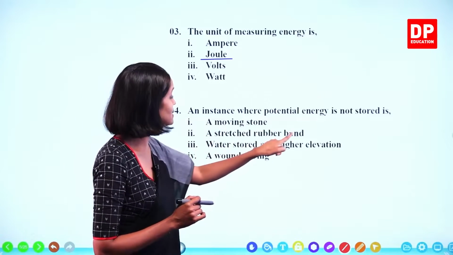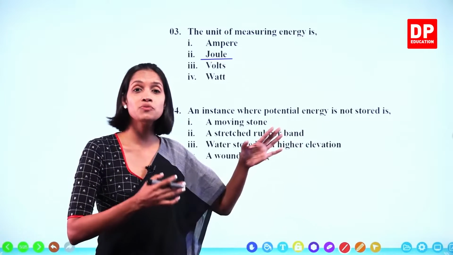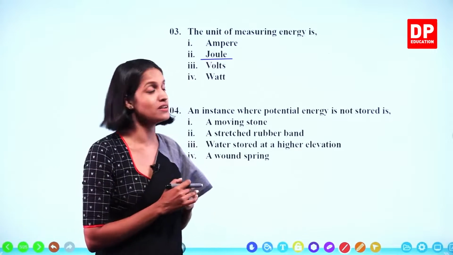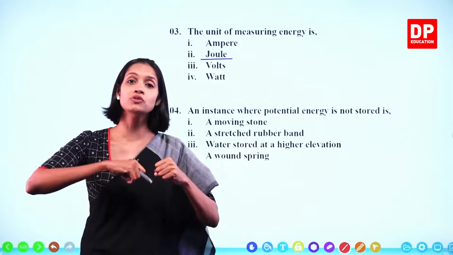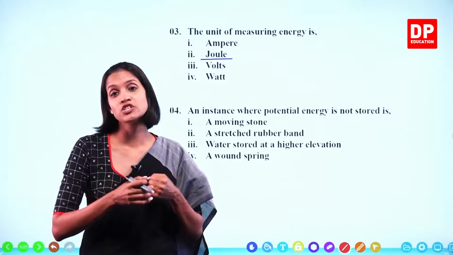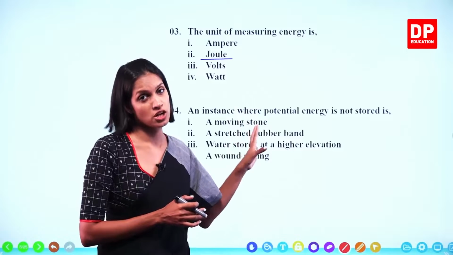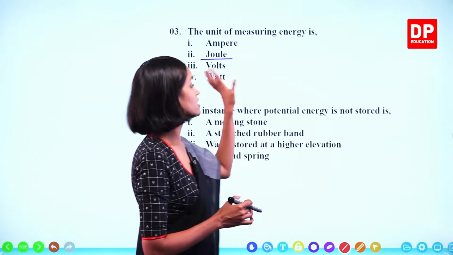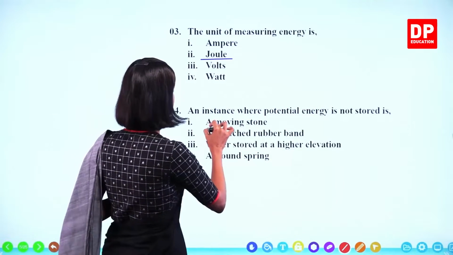Water stored at a higher elevation, we already learned that in hydropower plants, water is stored at a higher elevation and it stores potential energy, right? So a wound spring, here what happens when you wind a spring, during winding you store potential energy, right? Therefore, a wound spring contains potential energy before it releases. Therefore, an instance where potential energy is not stored is, what is the instance? A moving stone.